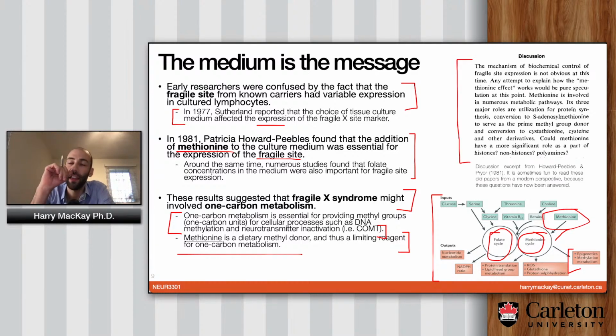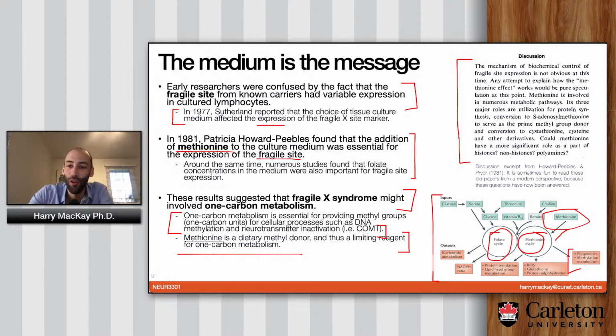So I wanted to just give you an excerpt from this paper and read it. She writes, "The mechanism of biochemical control of fragile site expression is not obvious at this time. Any attempt to explain how the methionine effect works would be pure speculation at this point." This is the discussion section of the paper. She's admitting that she's found this but has no clue why it's happening.